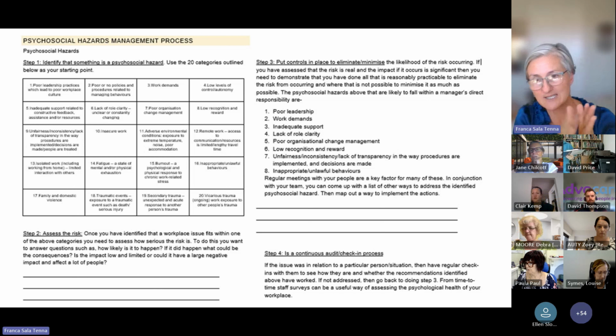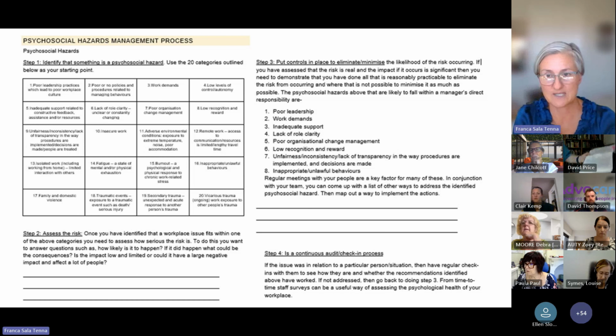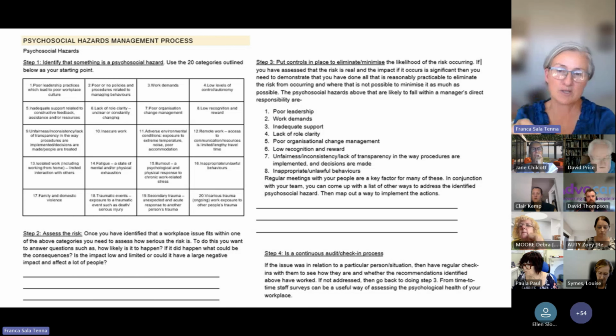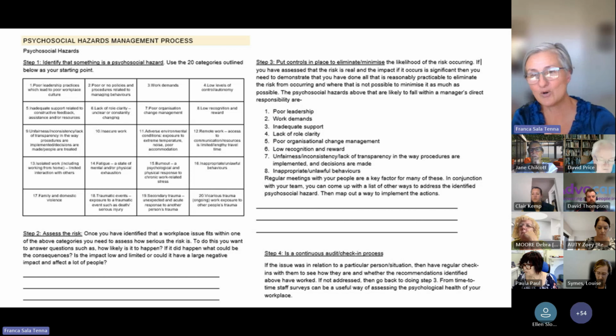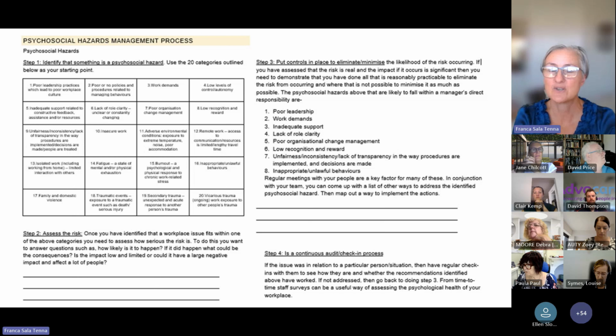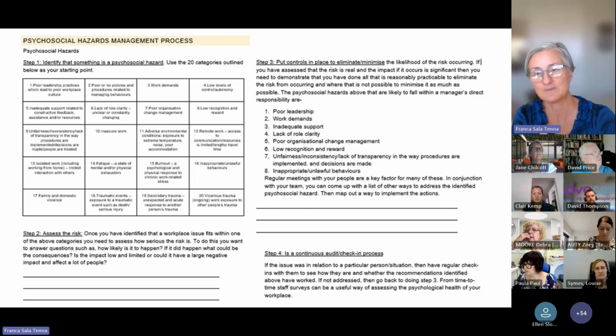Here's what I've got to say, though. Step 3 is do something to eliminate or minimize, so that would be the restorative conversation. Step 4 is to review and see whether or not that was successful. So step 3 is definitely valid. You just have to make sure you do step 4.